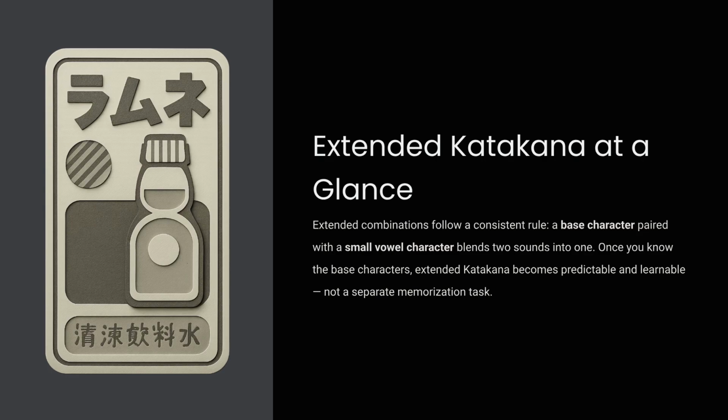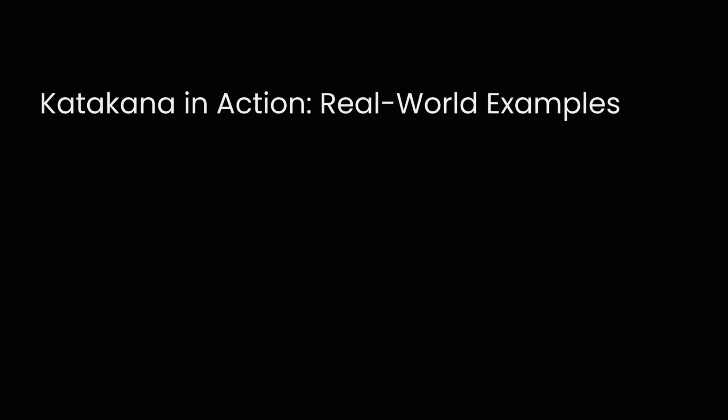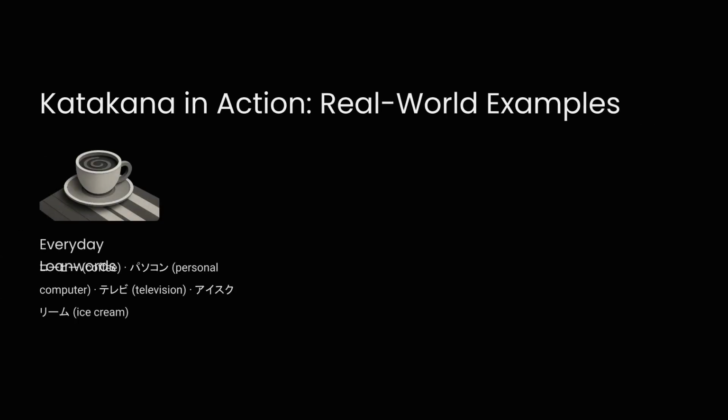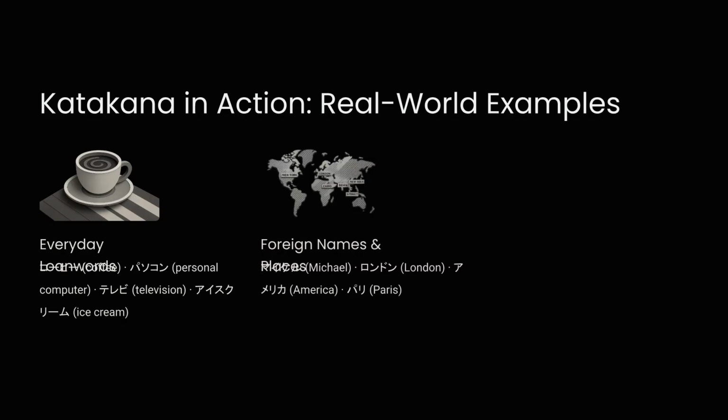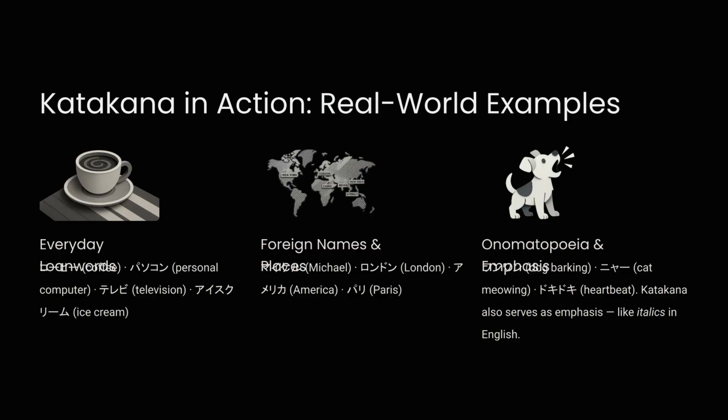Extended combinations are predictable. They follow a consistent rule. A base character paired with a small vowel character blends 2 sounds into one. If you know the basic characters, you can easily sound out these new combinations. Katakana is everywhere. It translates loanwords like kohi, coffee, names like maikeru, Michael, and provides emphasis or onomatopoeia, such as wan, dog barking. Recognizing these words in Japanese context is your biggest reward.